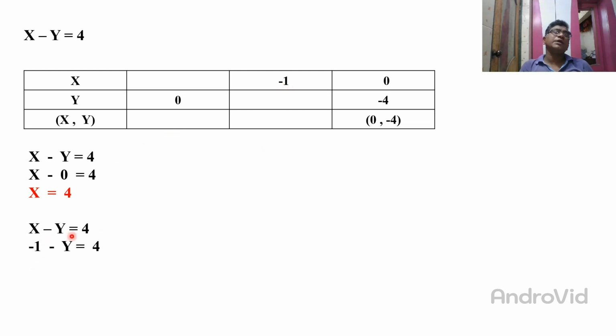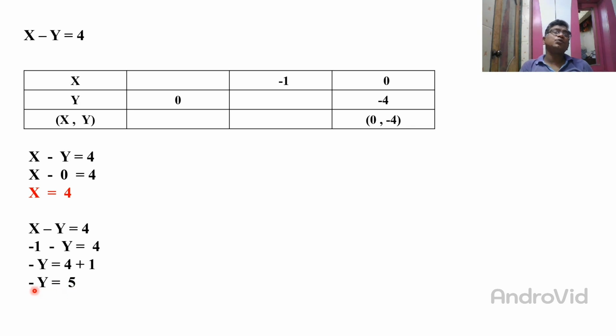So x is equal to minus 1, that is, here the x value is minus 1, minus y is equal to 4. So minus 1 goes across and becomes plus 1. See here, the variable minus y remains as it is, equal to this 4, which remains as it is. Minus 1 goes across as plus 1. So 4 plus 1, what do you get? 5. So minus y is equal to 5.